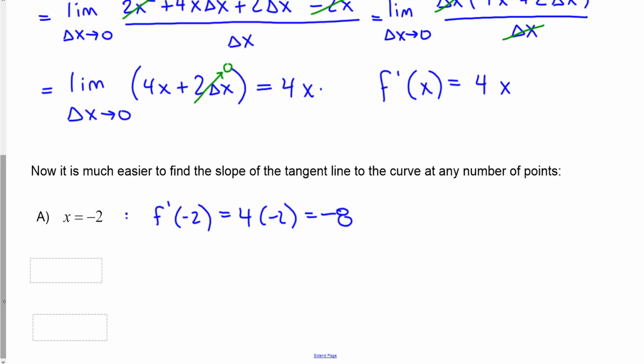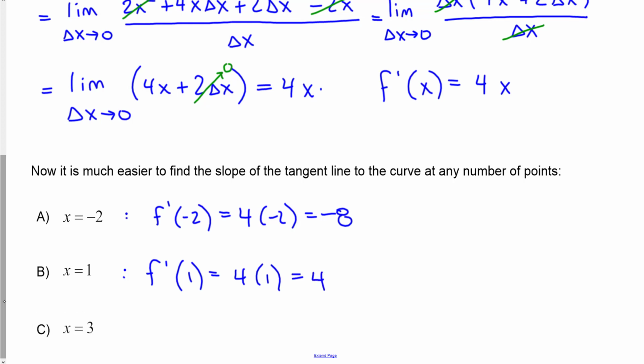And if you have other points, all you have to do is just plug those points in. So f prime of 1 would be 4 times 1. So the slope of the tangent line there is 4. And when x is 3, f prime of 3, the slope of the tangent line at x equals 3, is 4 times 3, or 12. Even though it takes some time to evaluate the limit and come up with a derivative function, it saves you a lot of time later on if you have multiple points that you need to find the slopes of tangent lines.